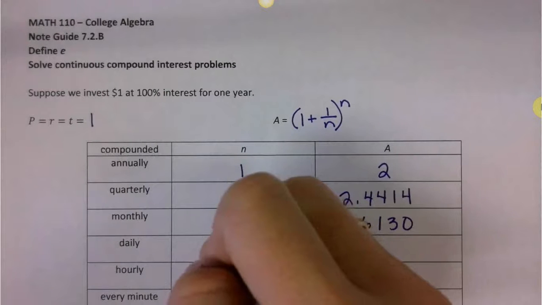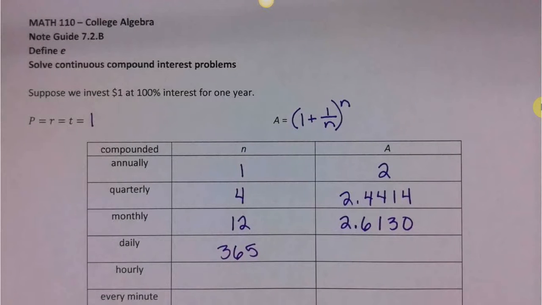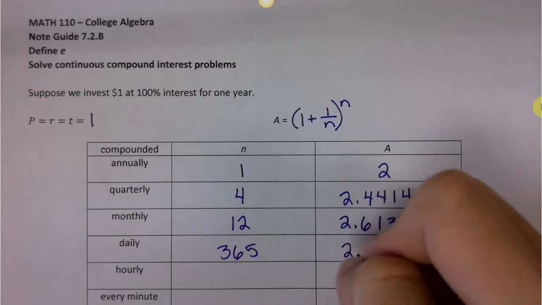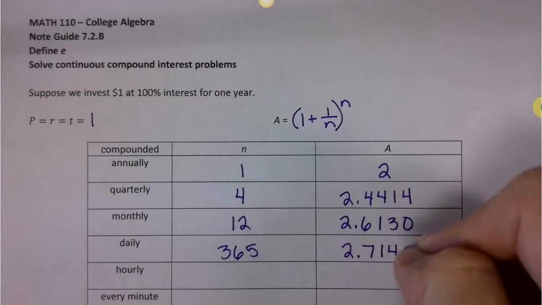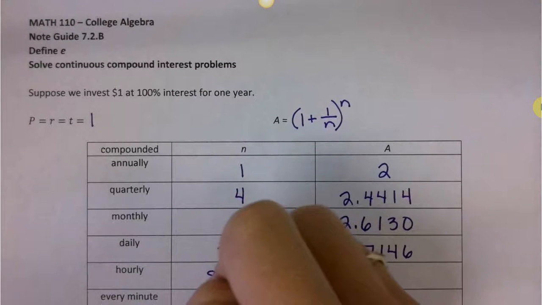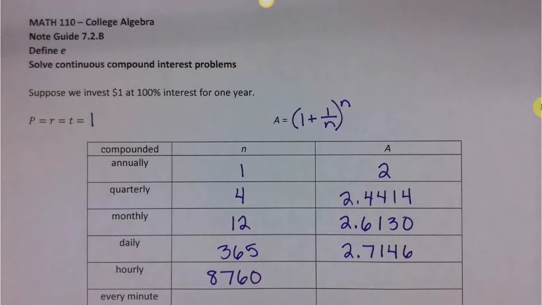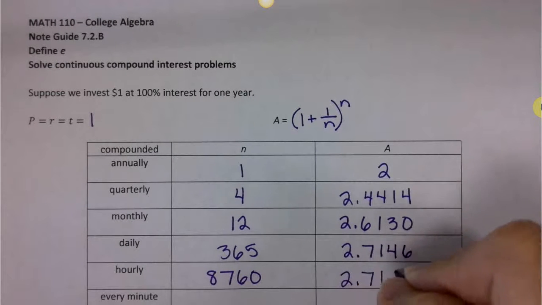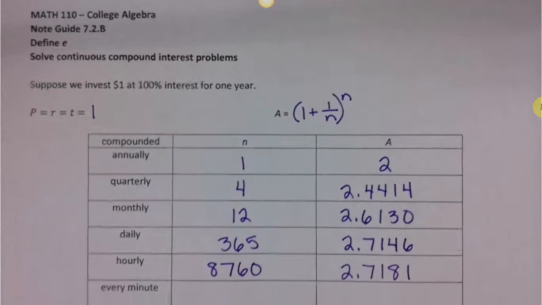Compounded daily, meaning N is 365, this gives us a value for A of 2.7146. Hourly, so that would be 365 times 24, which is 8,760 times a year. And when we plug that in place of N, we get 2.7181 for A.